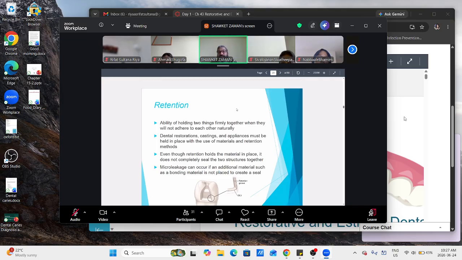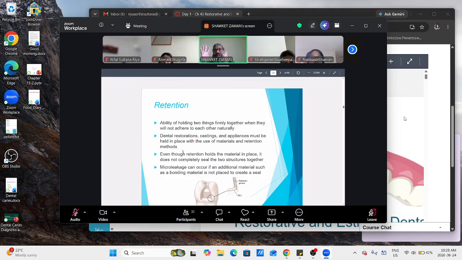And we want the retention because the dental materials or restorations, castings and appliances must be held in place with the use of materials and a retention method. So in our tooth structure, we have calcium, phosphates, fluorides, all these minerals. Think about the metal filling. It contains silver, tin, copper, zinc. So there are two things. One is metal, silver, tin, copper, zinc present in the amalgam. And in the tooth, we have calcium, phosphates, and fluorides. So now how do these two things come together? Definitely there should be some retentive method.